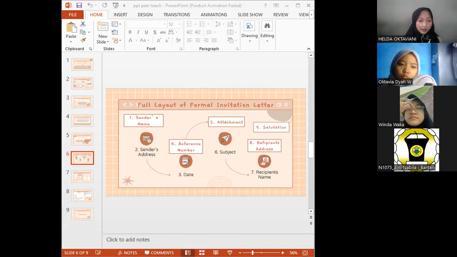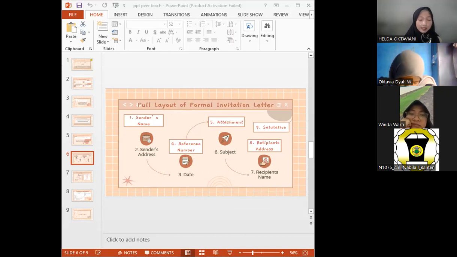Certain companies or organizations have a set rule for how to write the number of the letter. But sometimes it starts from number one and goes up, depending on how many letters you have already sent. Number one means the letter is the first letter sent by the company.